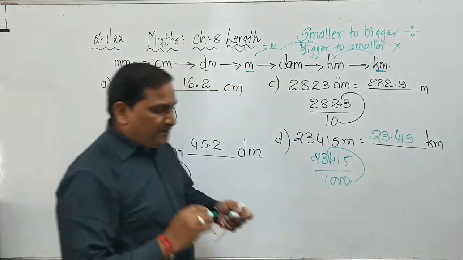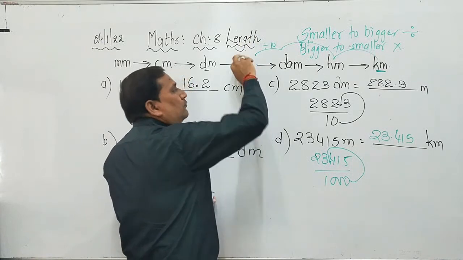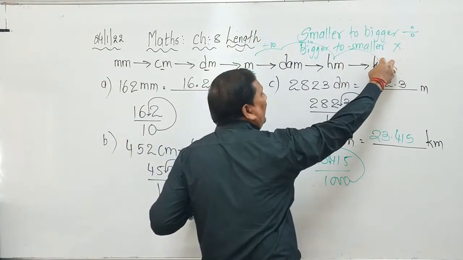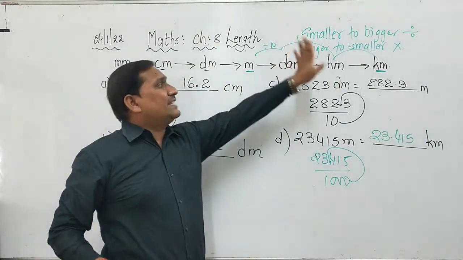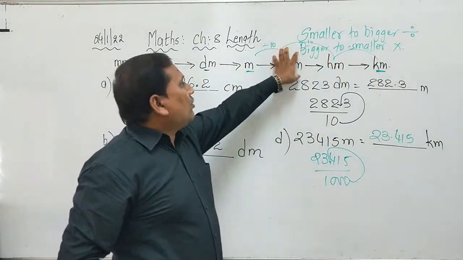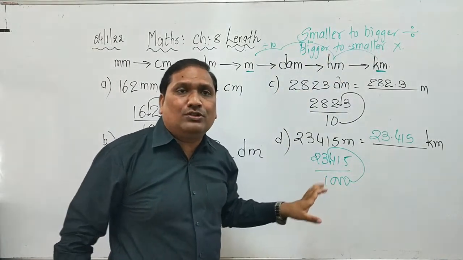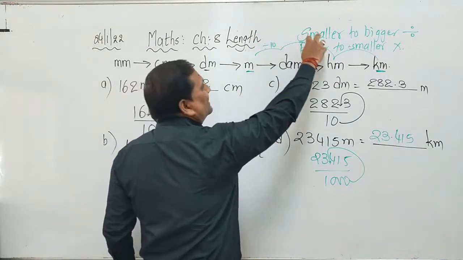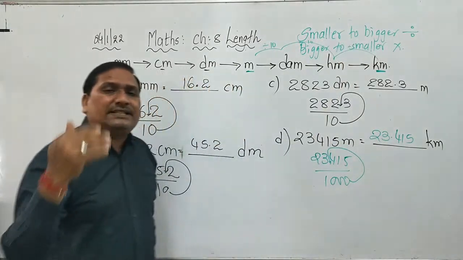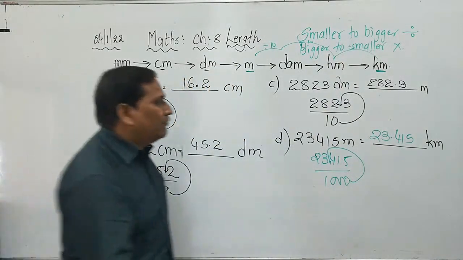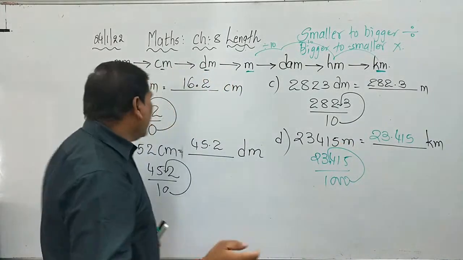23.415 kilometer. So students, here meter is given and I have to directly convert it into kilometer. That means I have to skip the next 2 units. Decameter also I have to skip, hectometer also I have to skip. So 10 tens are 100, 100 tens are 1000. So instead of 10, I have to divide by 1000. Are you getting it? So the next, the fifth one.